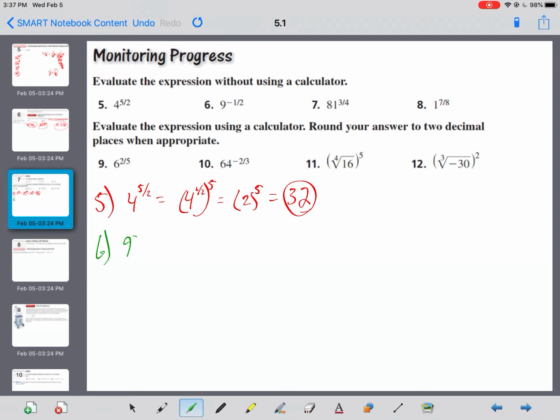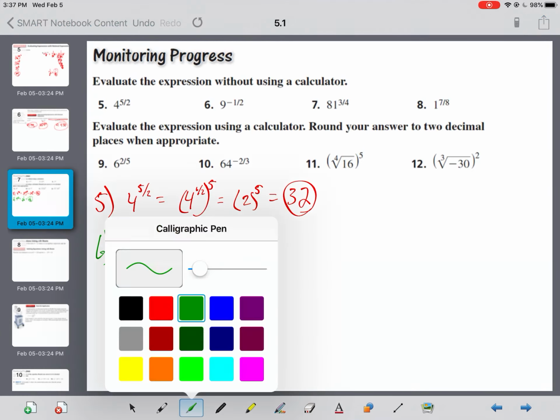Number 6, 9 to the negative 1/2 is 1 over 9 to the 1/2. 9 to the 1/2 is the square root of 9, which is 3, but remember, plus or minus. Okay.